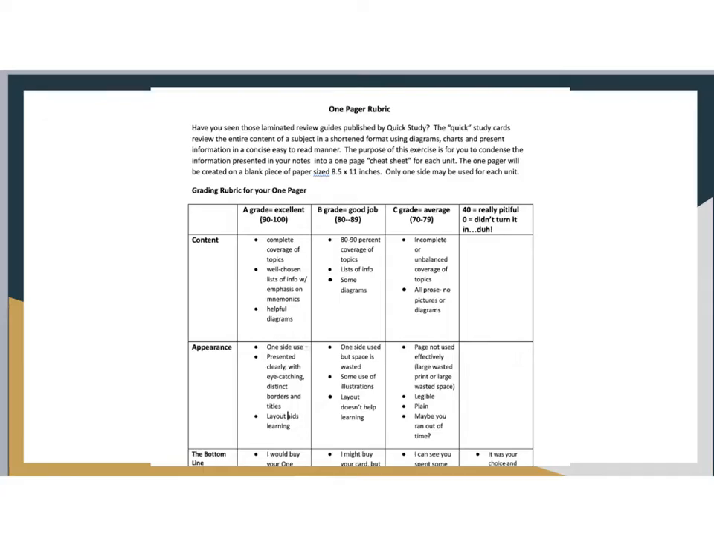You don't want to do both sides. It's just the front side of your paper. You want it to be as detailed as possible, and you want it to have as much information that you've learned as possible, as well as some diagrams, and if you have any colors, make sure to make it colorful.